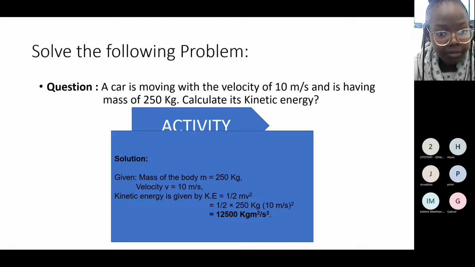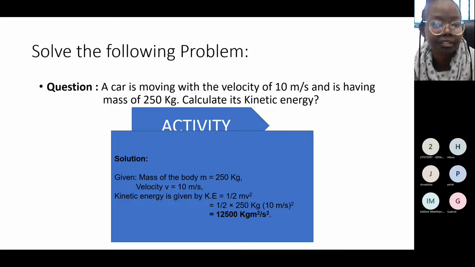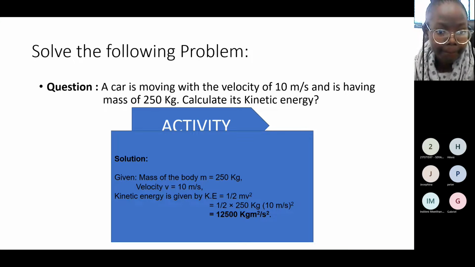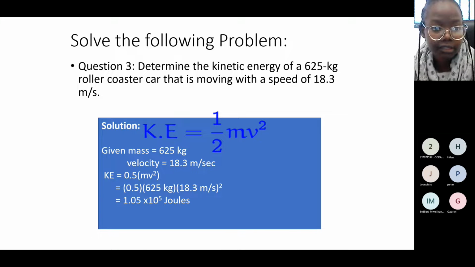Okay, and then you insert your variables into the equation. So one over two times m, which is 250, times the velocity, which is 10 meters per second, squared, and then you get the answer for kinetic energy. Let me just erase. Okay, yes, the mass of the body, just like I explained. Okay, moving on to the next slide.